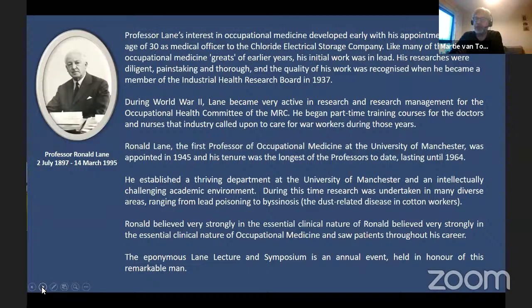So we have had the Lane lectures for quite a long time now. We try to do them every year in memory of Ronald Lane, who unfortunately died in March 1995.